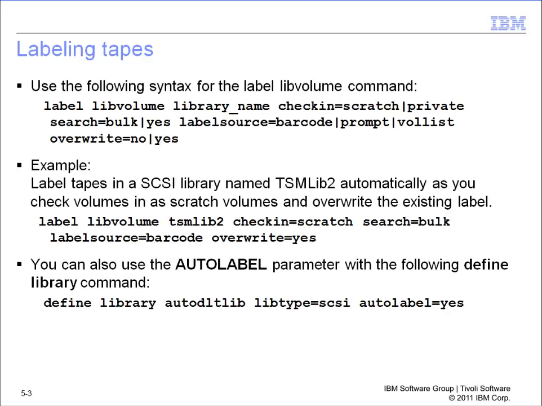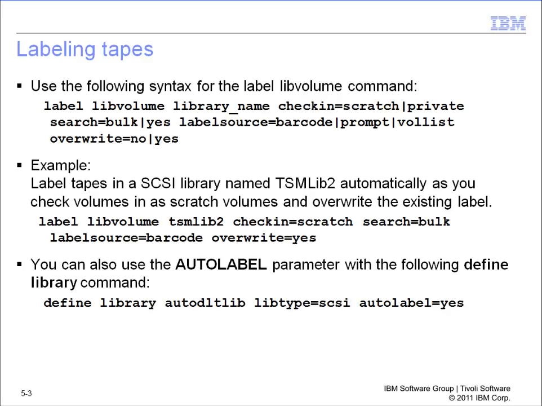And then you have the label source. Is it barcode? Will you be prompted, or is there a volume list? Barcode is what it sounds like. If there is an actual barcode on the volume, the library would read that. Otherwise, it's going to prompt you for the name, or if you have a SCSI library, you can read a file or a list. Then we also have the auto label parameter when you define a library.